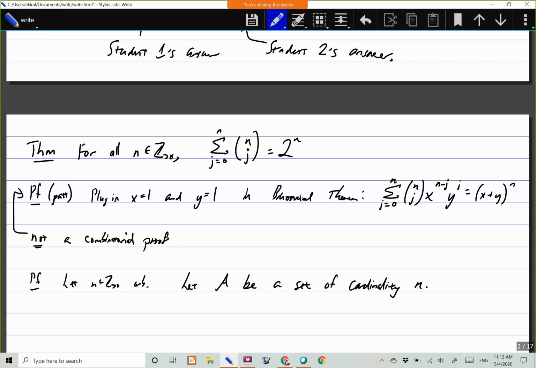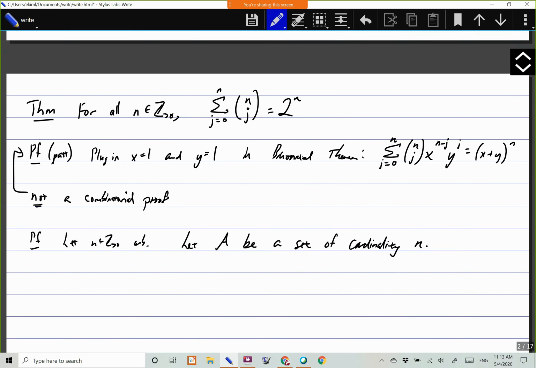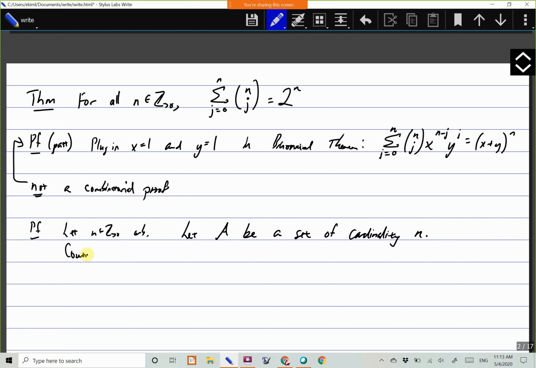So somebody picks a set of cardinality n, and we'll just call that A. There are n things in the set A. And then the counting question here is to ask how many subsets of A are there?